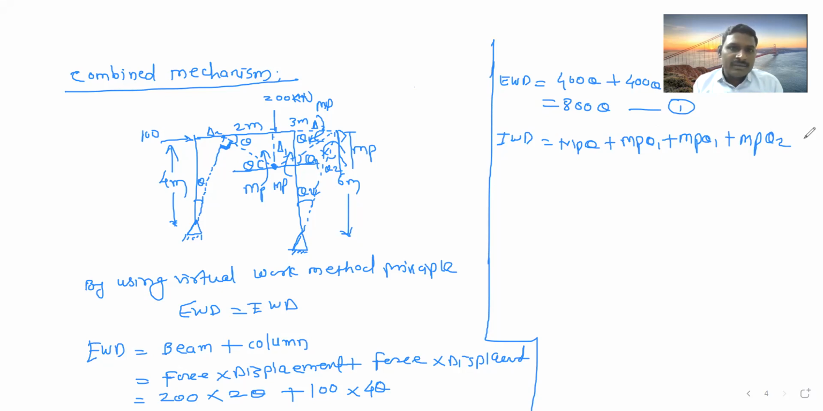How many theta have we shown? 3 theta we have shown. One for column, second for this beam and third for this. So here movement will be absent at B. As I told you, here movement will be absent. If movement is not there, there is no meaning of this theta. So only one MP theta is there here due to this central point load.